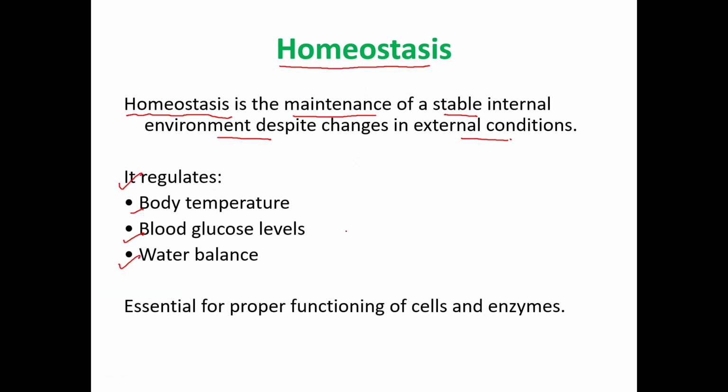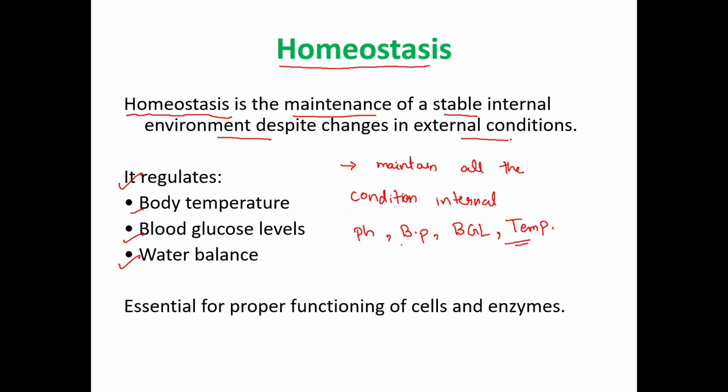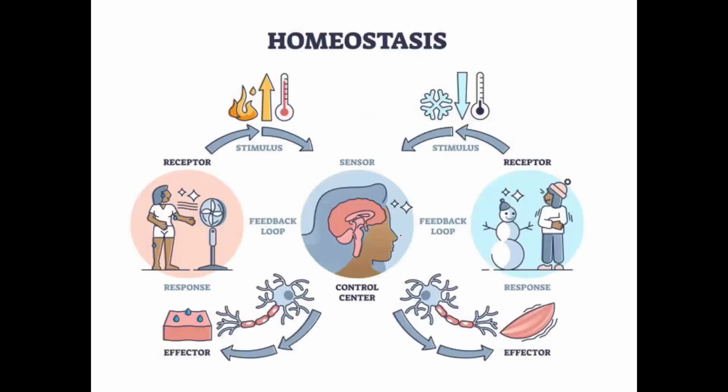So essential. Why is homeostasis needed? As we know, it helps to maintain all the functions, all the conditions. Which kind of conditions? Internal, such as pH level of the blood, blood pressure maintenance, blood glucose level maintenance, temperature regulation. All of these things are maintained by the homeostasis mechanism.